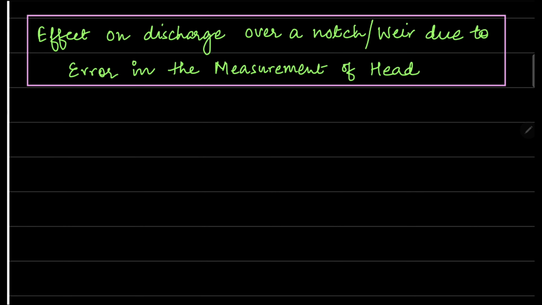Our next point for the discussion is the effect on the discharge over a notch due to the error in the measurement of the head. So we have to understand this particular point: accurate measurement of Q again depends upon the precise assessment of the head over the weir.